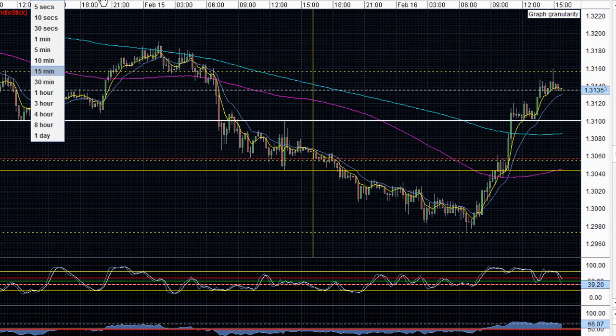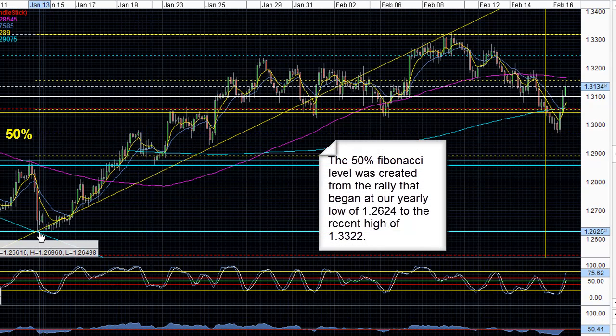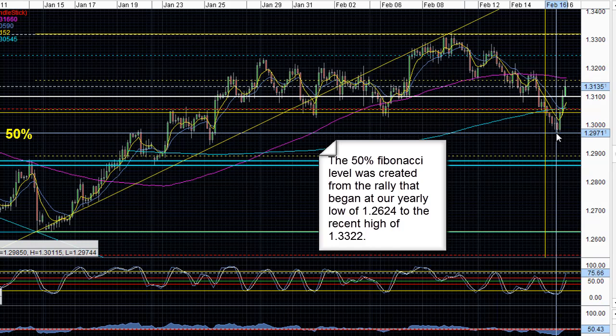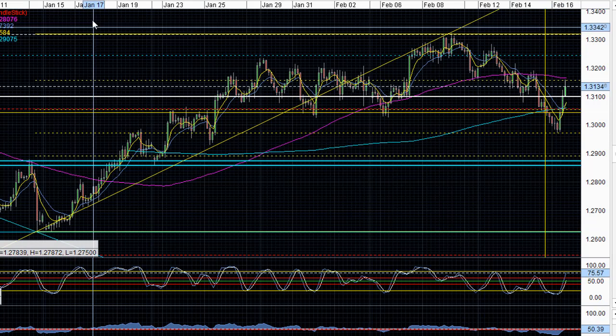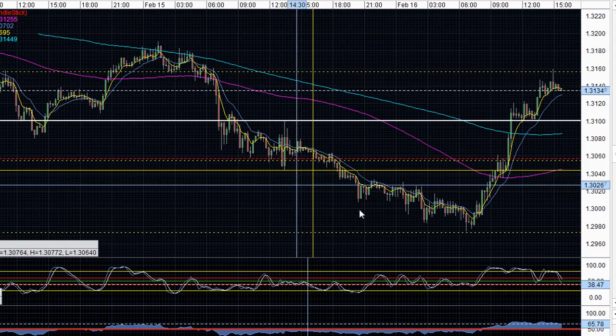Now, if I go to the 3-hour chart, you can see that this strong rally from the yearly low at 26.24 to the recent high at 33.22 provided this 50% Fibonacci level at 29.74. And as you can see, it served as strong support today, and the pair began to rally strongly from this level. So let's go back to the 15-minute chart.